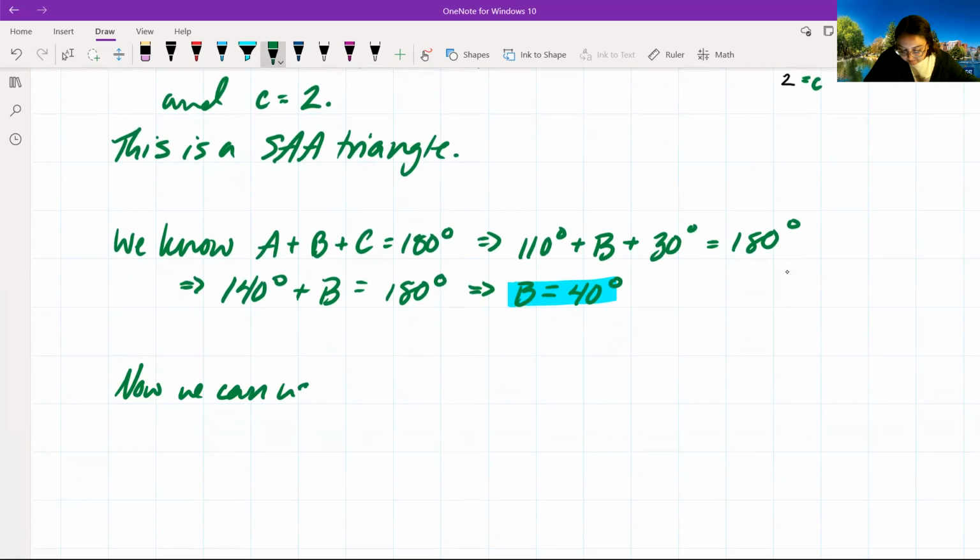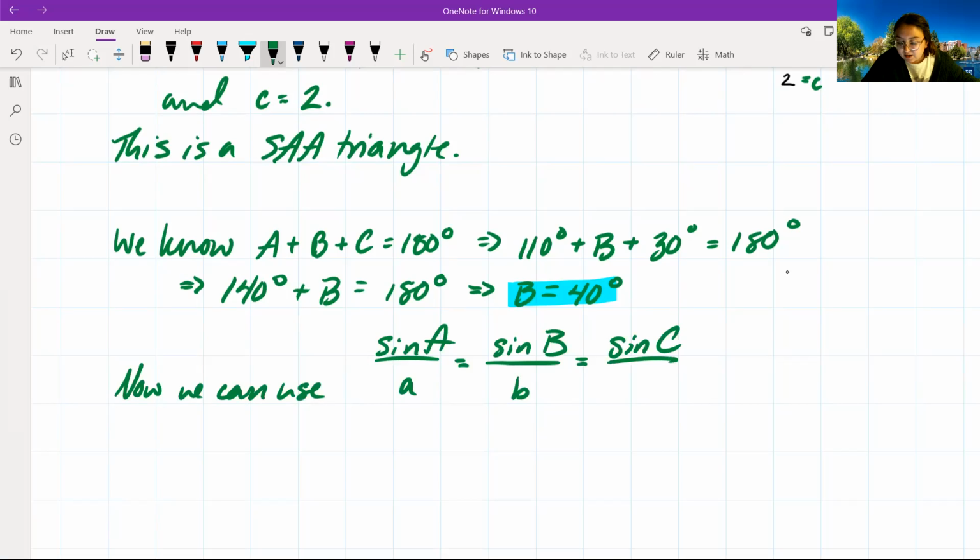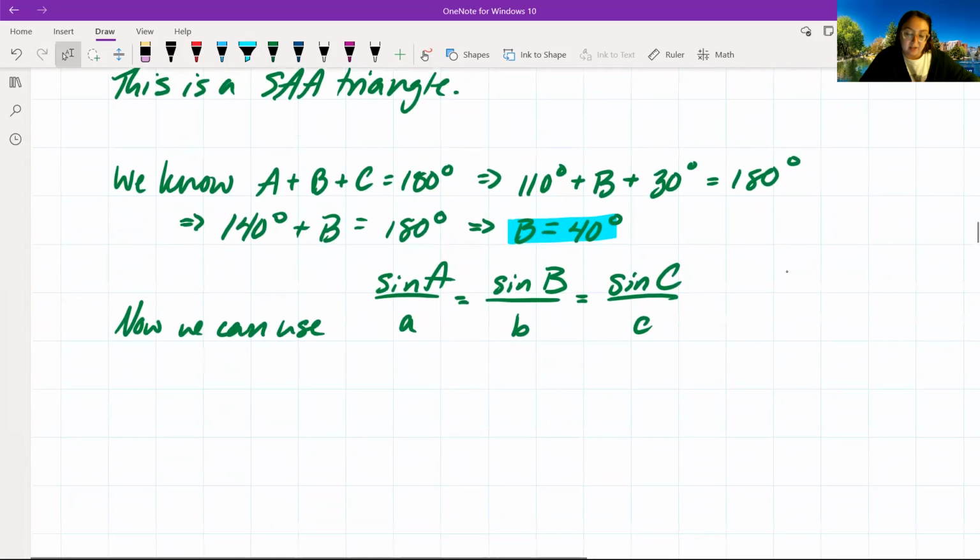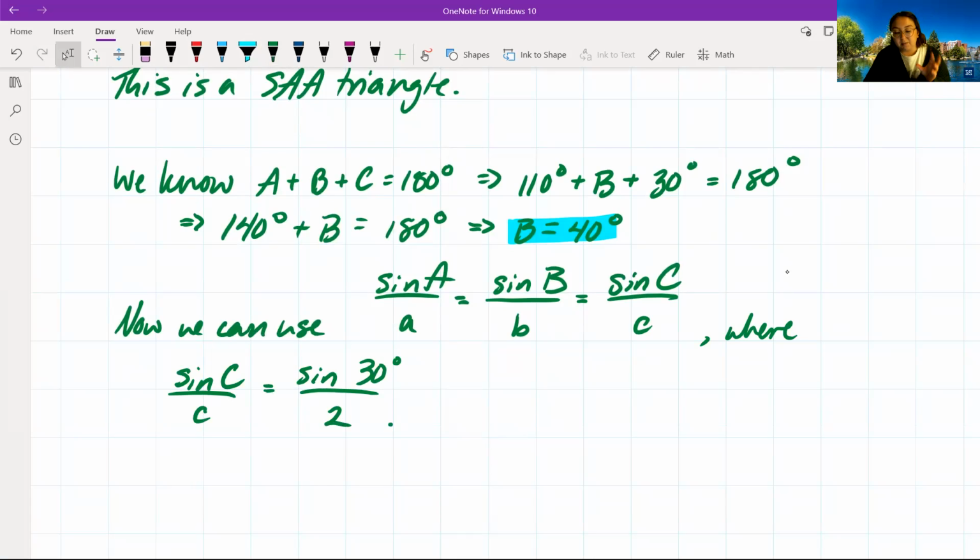So now we can use the facts that sine of angle A divided by side length A is equal to sine of angle B divided by side length B, which is equal to sine of angle C divided by our side length C. And now what we always want to do is use these comparisons with the exact values that we were given. We can go ahead and start estimating values, but we always want to try and use values that were already given to us since we know that those are most definitely correct. So we can use this equality where we also know that sine of angle C divided by side length C is going to be equal to sine of 30 degrees divided by 2. So we're going to be comparing each one of our sides and angle measurements with sine of C divided by C.